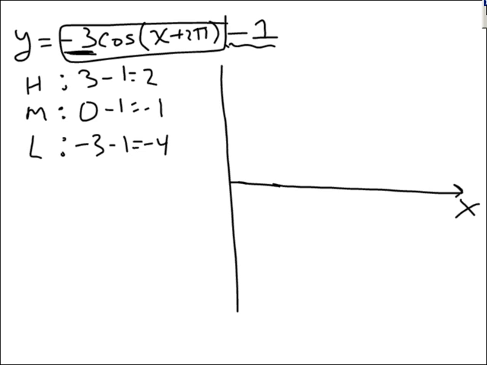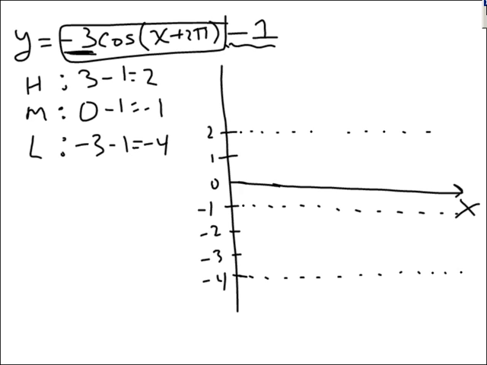Okay. So the highest value is at 2. That's the highest value, 2. The middle value is at negative 1. That's the middle value. And the lowest value is at negative 4. Okay, negative 2, negative 3, negative 4.